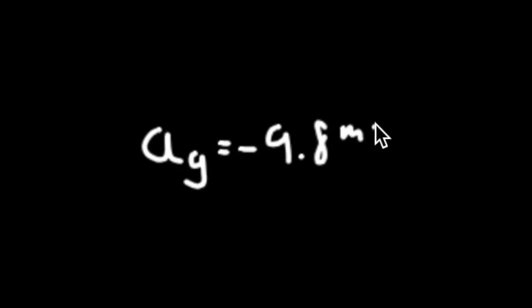Another very important aspect of acceleration is acceleration due to gravity. Acceleration due to gravity will always be negative 9.8 meters per second squared while you are on Earth. This is a constant because on Earth, the gravitational force that the Earth has on all objects, depending on their mass, will always be negative 9.8 meters per second squared towards the center of the Earth.